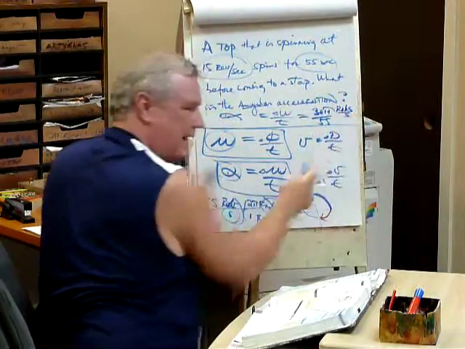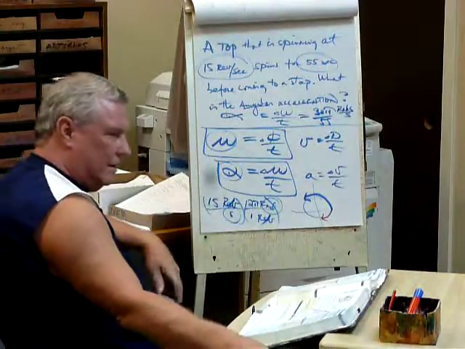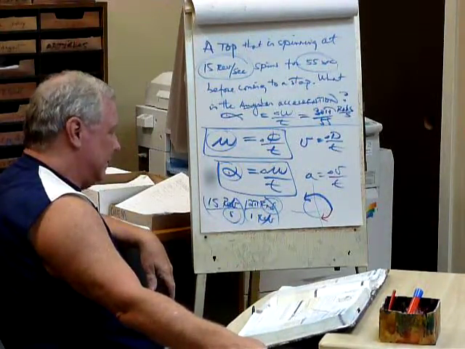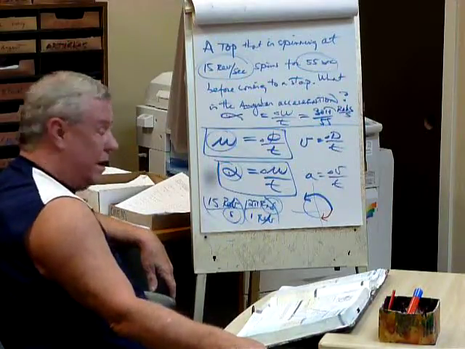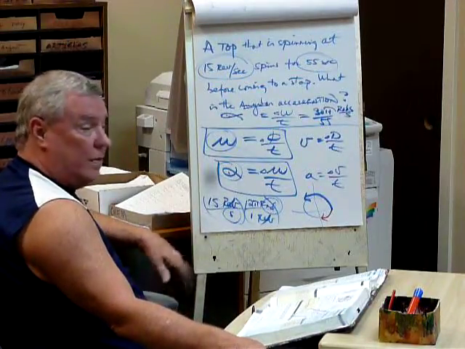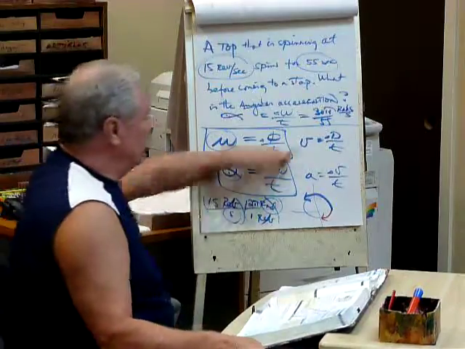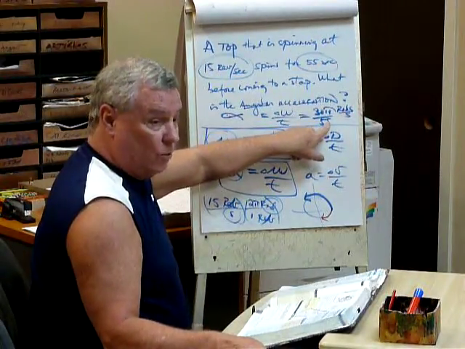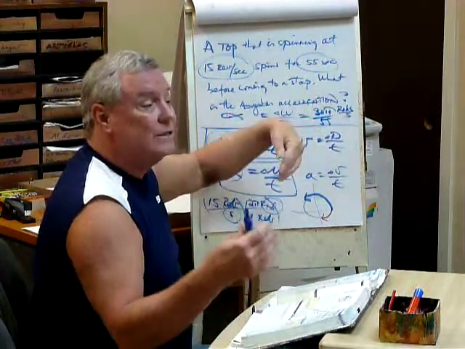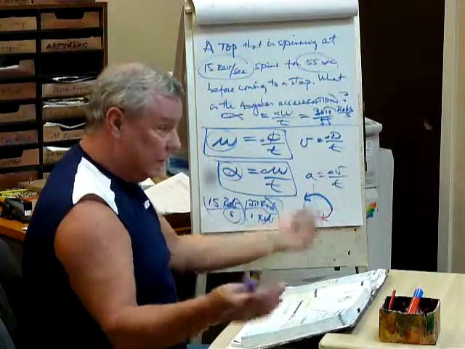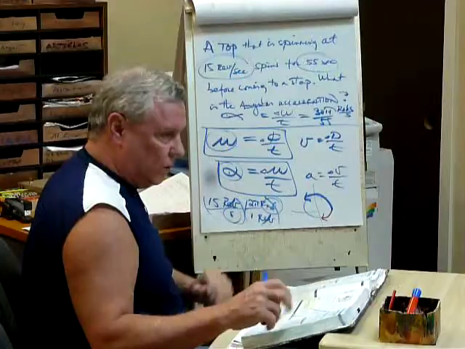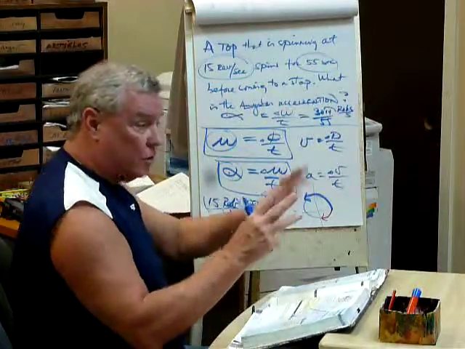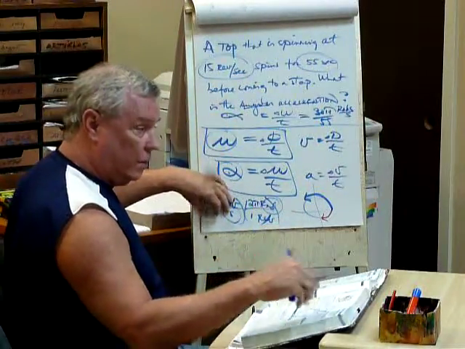Omega is the change in theta over the change in time. But it's still rads per second already, so you don't need that. As long as you've got rads per second, you're dealing with angular velocity. So it's rads per second over seconds, which gets you rads per second squared, which is acceleration. Okay, so 1.8 rads per second squared. Are we okay? Yes.